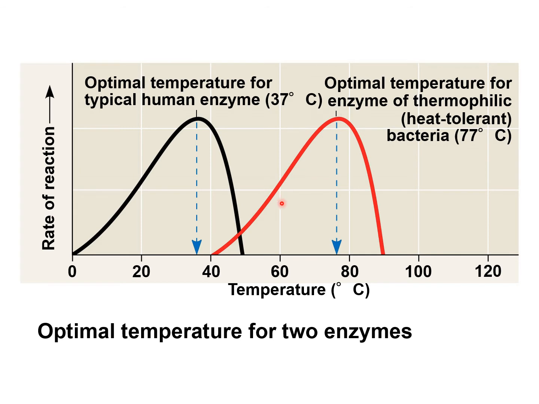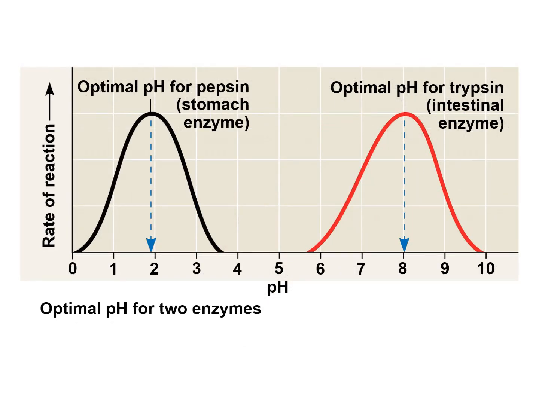So the binding profiles can give an optimal temperature for basically identical functional enzymes in two different organisms. Same thing's true for pH, only this time both of these are human enzymes. One is called pepsin, which is a protease. It's an enzyme that breaks peptide bonds. Trypsin is another protease. It breaks peptide bonds as well.